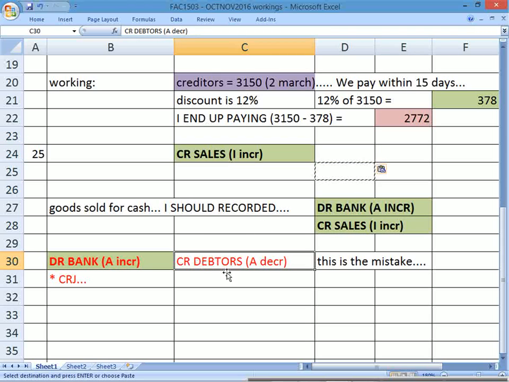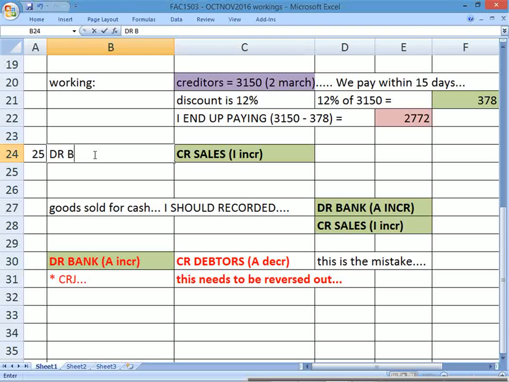And this is the mistake, so this needs to be reversed out. How do I get rid of a credit? Opposite, debit. So you would debit the debtors, asset increase. That would have been the correction that you would have had to record for that transaction, because now you've corrected it. But like I said, I'm not expecting you to do that yet, because you haven't done enough of the analysis. All I'm reading here is goods sold. So long as you're happy with that bit: I sold goods for cash, debit bank, credit sales. That you should have followed perfectly. The rest you guys can come back to later on.